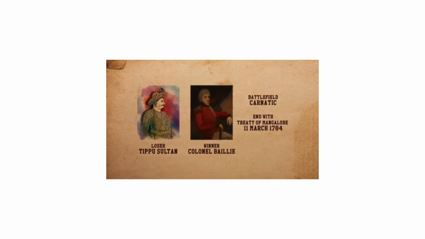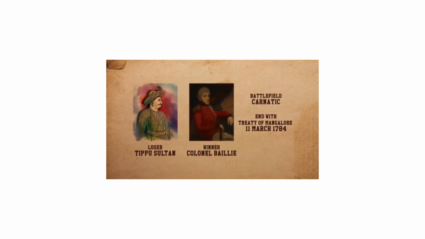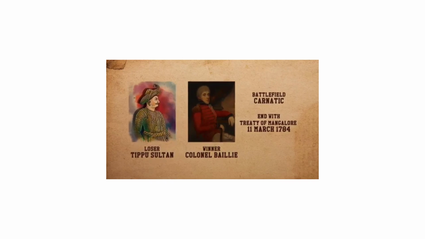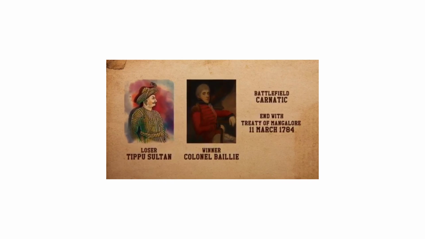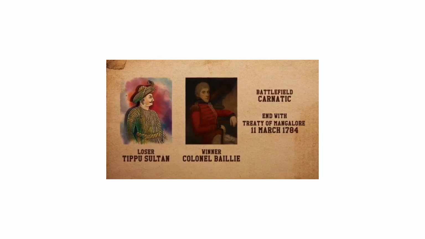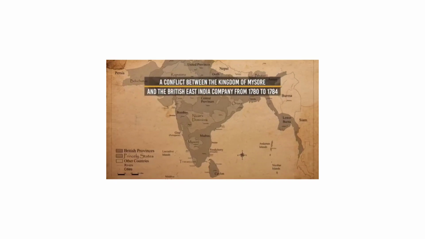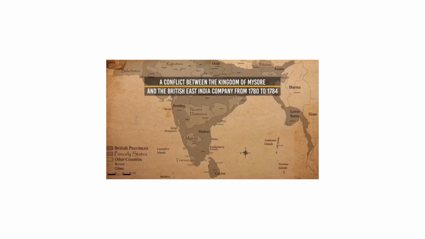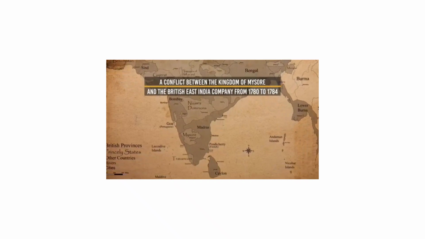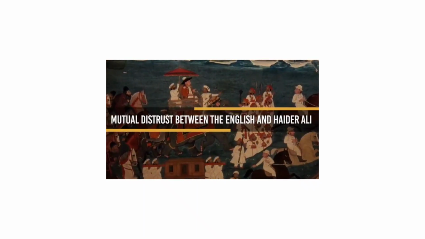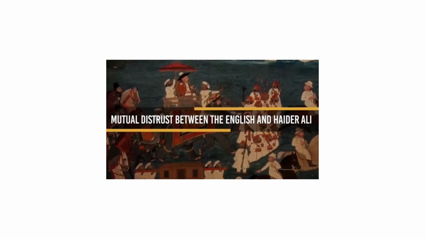The Second Anglo-Mysore War was between 1780 and 84. The battlefield was the Carnatic and it came to an end with the Treaty of Mangalore. The treaty was made between Tipu Sultan and the British East India Company on 11th March 1784. The Second Anglo-Mysore War was a conflict between the Kingdom of Mysore and the British East India Company from 1780 to 1784. Mutual distrust between the English and Hyder Ali caused the war.